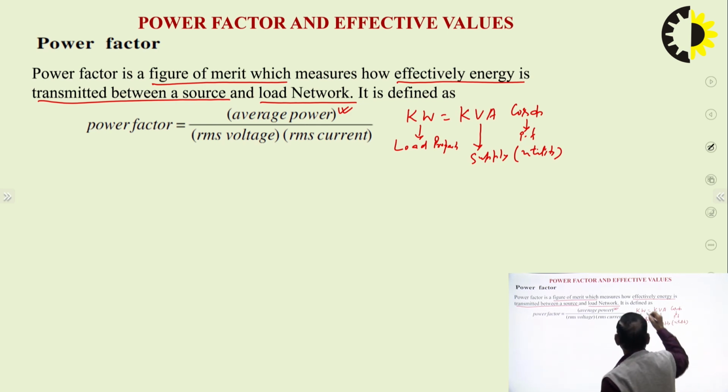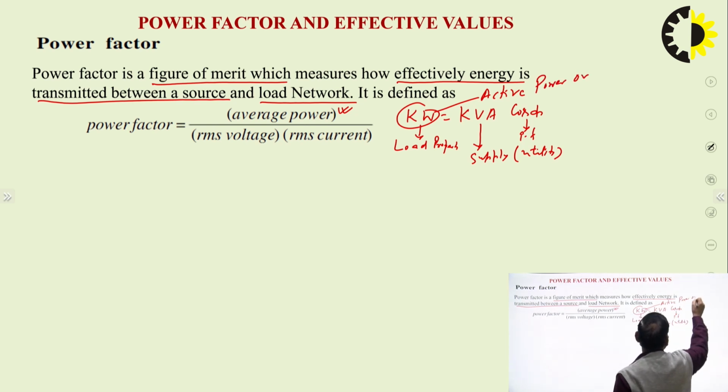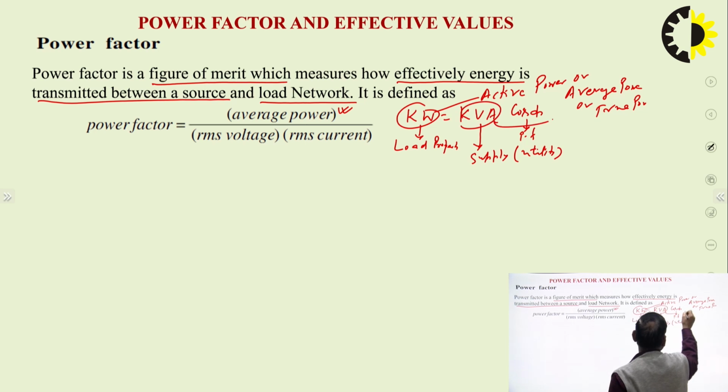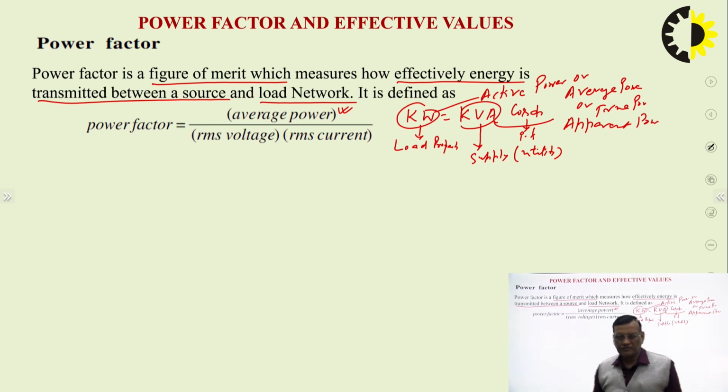So this is called your active power, or you can say the average power or true power, and this is called your apparent power. So it is the ratio of true power to the apparent power.